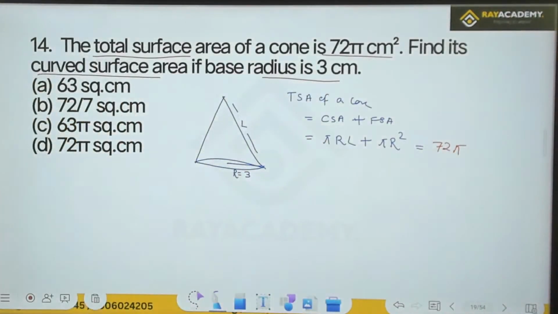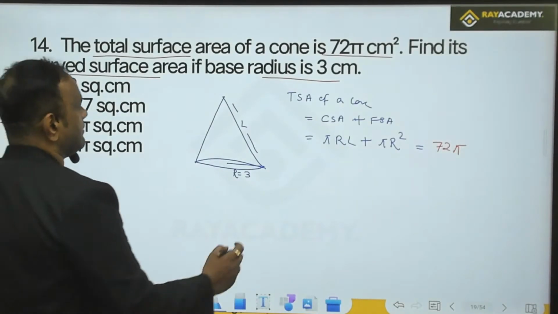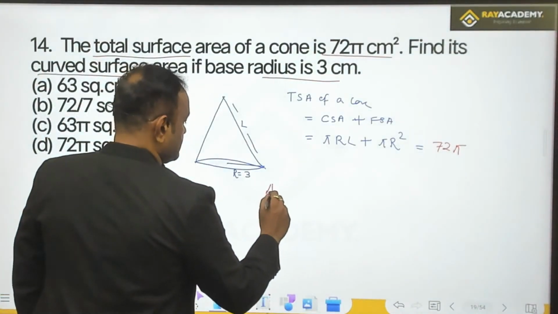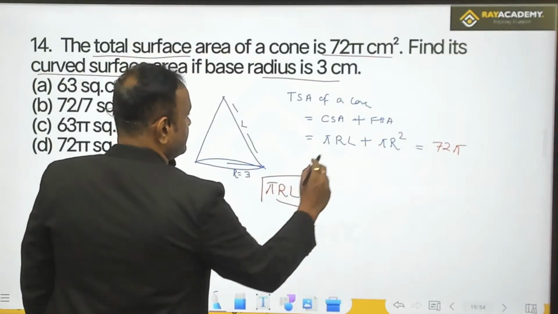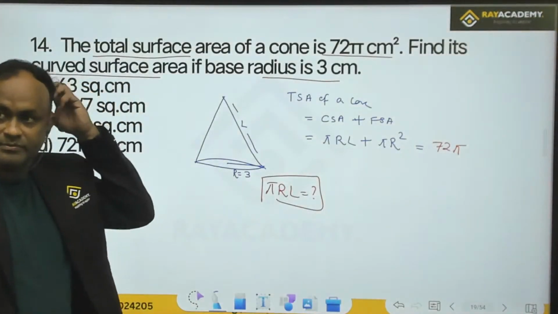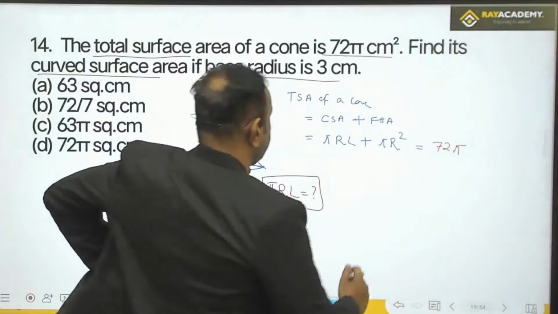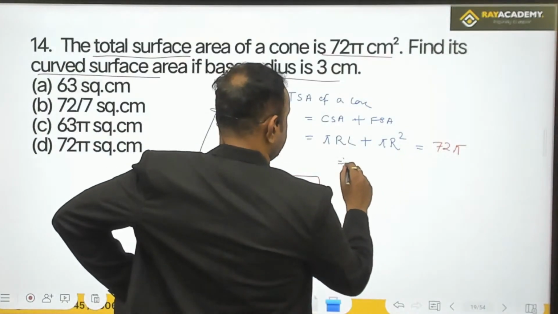Next, they are asking to find its curved surface area if the base radius is given as 3. So they are asking what is pi r L. This is what they are asking, so let us solve it. We'll try to solve it.